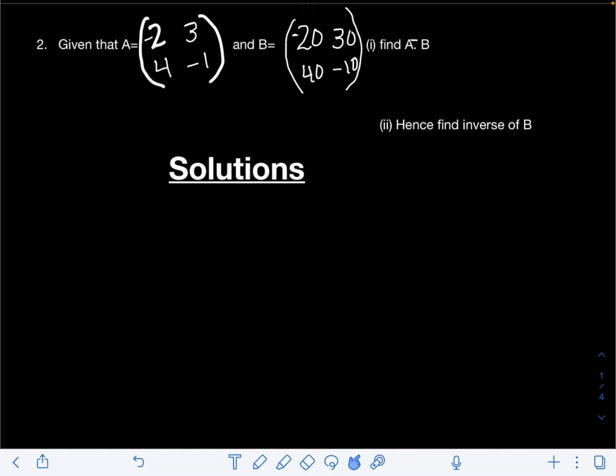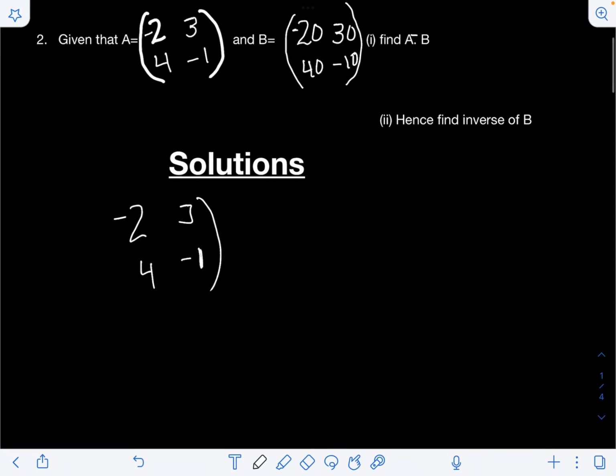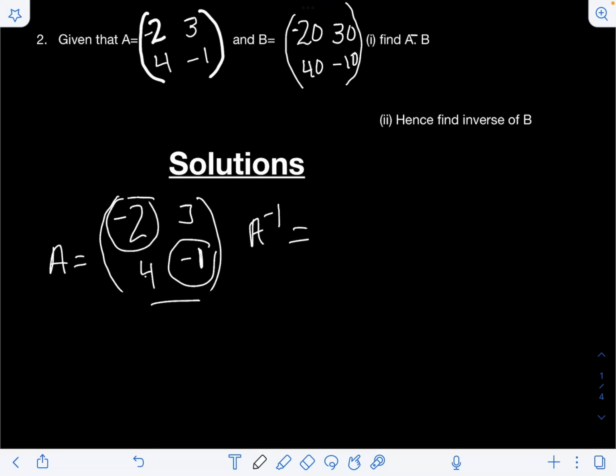So it says that A is -2, 3, 4, -1. This one is the matrix of A. So let us find the inverse of A. To find the matrix inverse of A, we have to know the determinant of this matrix. How can we get the determinant? It is -1 times -2 minus 4 times 3. That's the way that you can find the determinant.